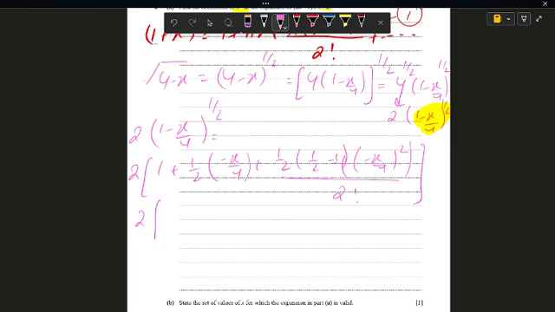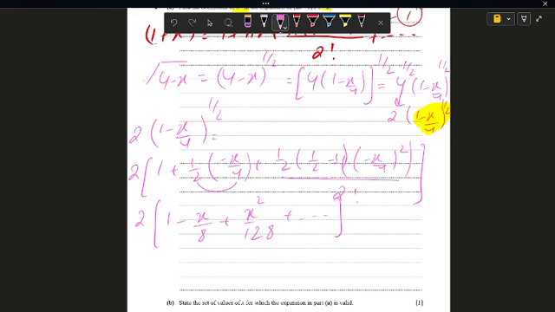It becomes 2 times (1 − x by 8, because 4 times 2 is 8, plus 1 by 2 times (1 by 2 minus 1, which is −1 by 2) times x square by 16, that will become obviously x square by 128), plus so on.